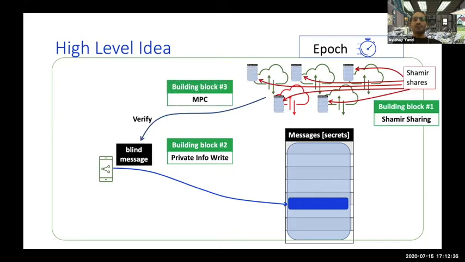Now, after processing the blind messages of all clients, the servers reconstruct the secrets in all entries. So the servers see the messages in a random order, which reveals nothing about the source client of each message. So in the rest of this talk, I'm going to show you how to obtain those three building blocks: Shamir sharing, private information write, and MPC.